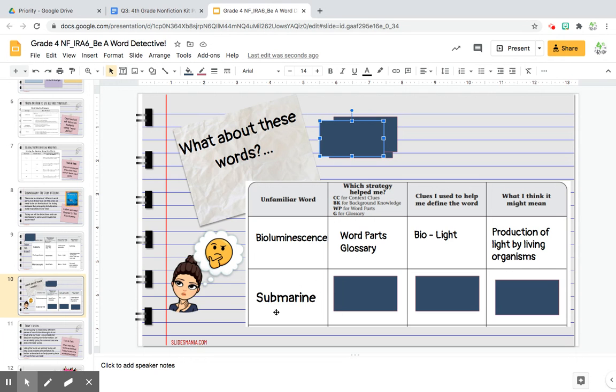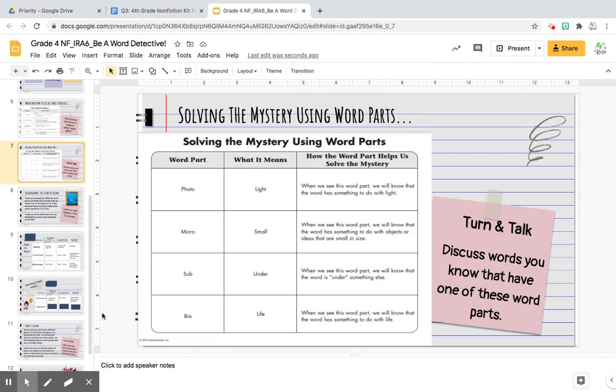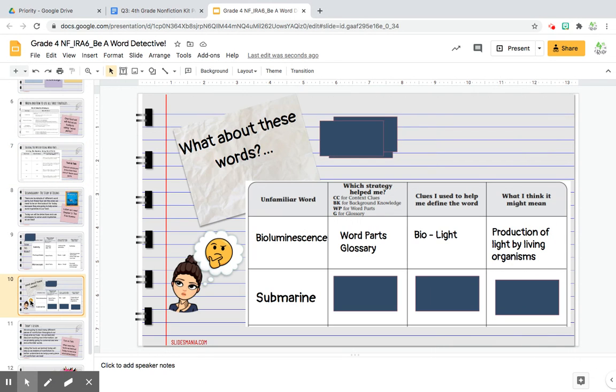All right, friends, submarine. Let's go back to our chart here. Talking about that part here on sub. If something is saying it's a submarine, then I know it has something to do with being under. Being under what, though? That's my question. All right, so let me flip over here to Chapter 5, New Discoveries, New Questions.